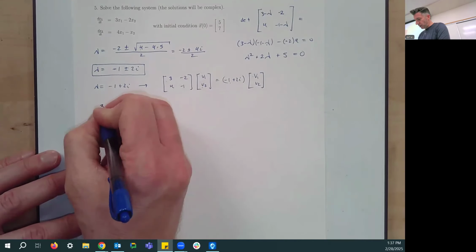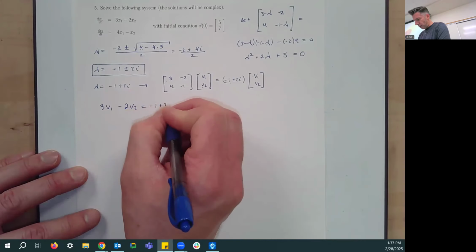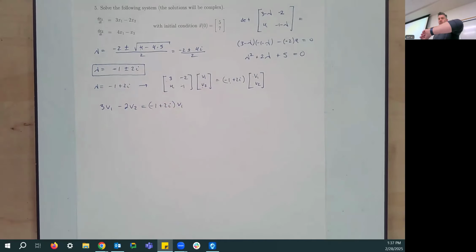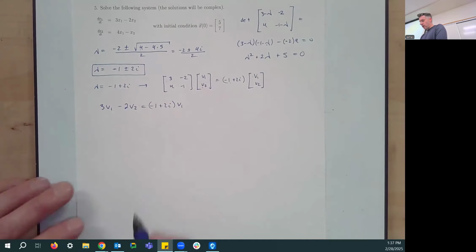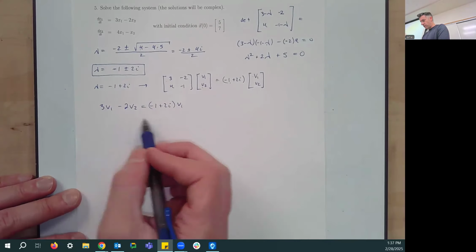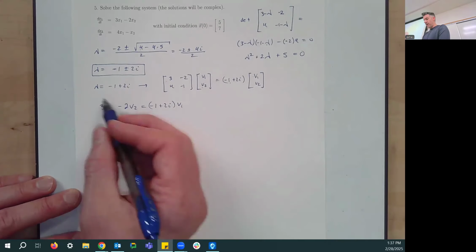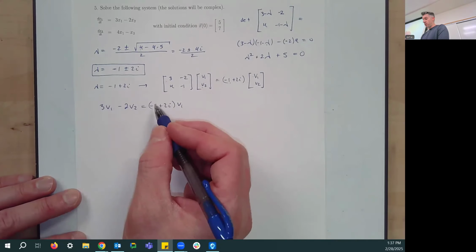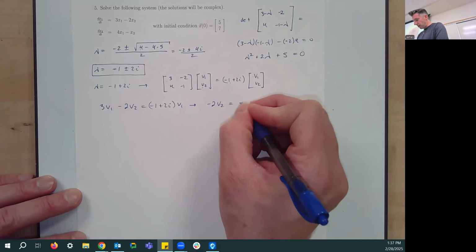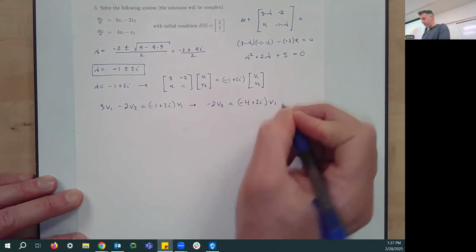So we're going to say, great, 3 times v1 minus 2 times v2 equals -1 plus 2i times v1. Bring all the v1s to the same side, and be careful. If I subtract 3v1 over to this side, the -1 minus 3 is going to give you a -4 real part. So we're going to have -2v2 equal to -4 plus 2i times v1.